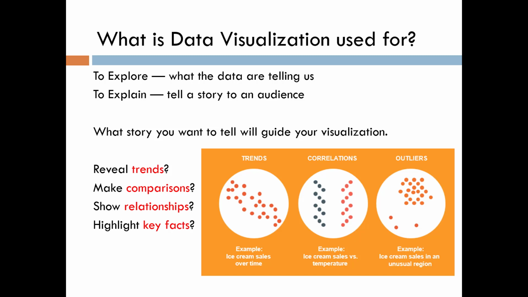A scatter plot can also show outliers, that is, observations that are extreme in some way. The third plot shows that sales in some regions are unusually low compared to others, and it may be useful to investigate reasons for those outliers.